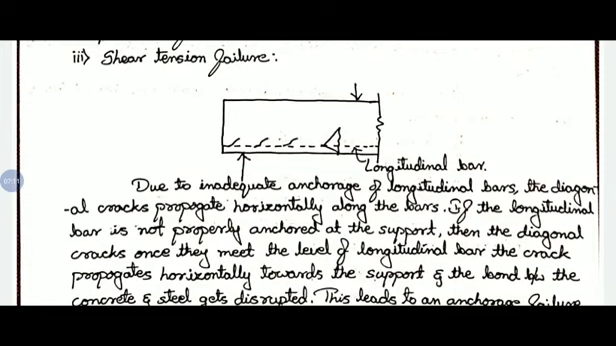The strength of the bond reduces and the concrete and steel will get disrupted. So this leads to an anchorage failure, and this type of failure is called shear tension failure. So that's what anchoring, if we are not provided sufficient anchorage, the failure will occur, and this is called anchorage failure.